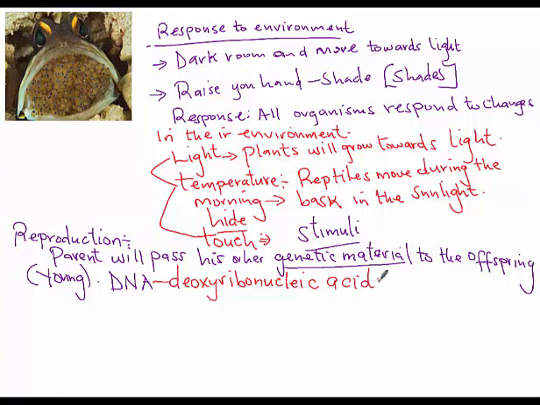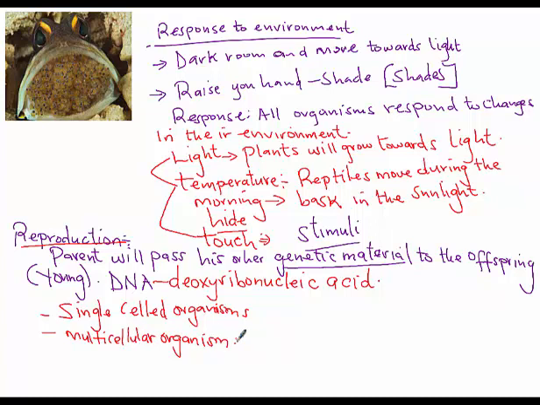So deoxyribonucleic acid stores genetic information about an organism, and therefore for an organism to succeed, to survive in this environment, it has to be able to reproduce. If it's not able to reproduce, then it will not be able to survive. When we are looking at organisms in terms of reproduction, we can categorize them into two: single-celled organisms and multicellular organisms.